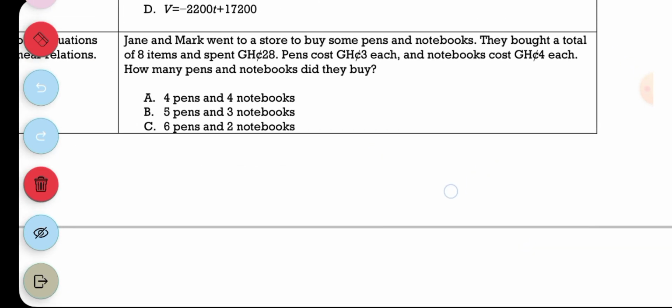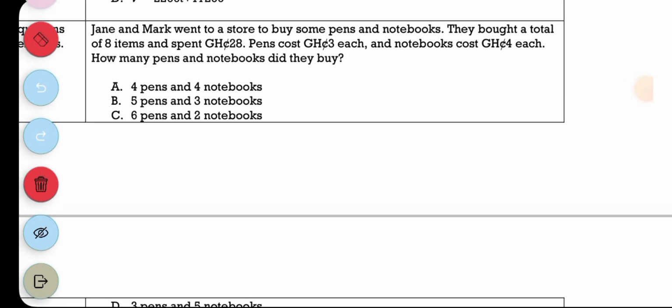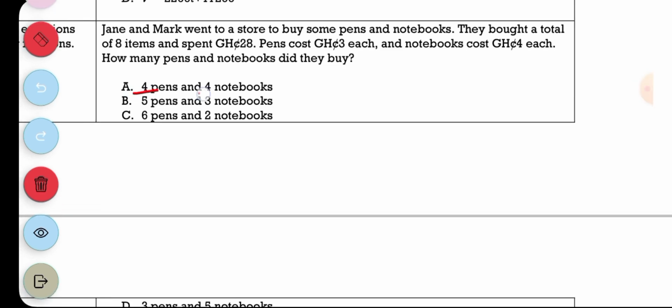Question 30. Jane and Mark went to a store to buy some pens and notebooks. They bought a total of 8 items and spent 28 cedis. Pens cost 3 cedis each, and notebooks cost 4 cedis each. How many pens and notebooks did they buy? The shortest approach to go about this is to just multiply what you have in the options by the prices. So let's start with A.